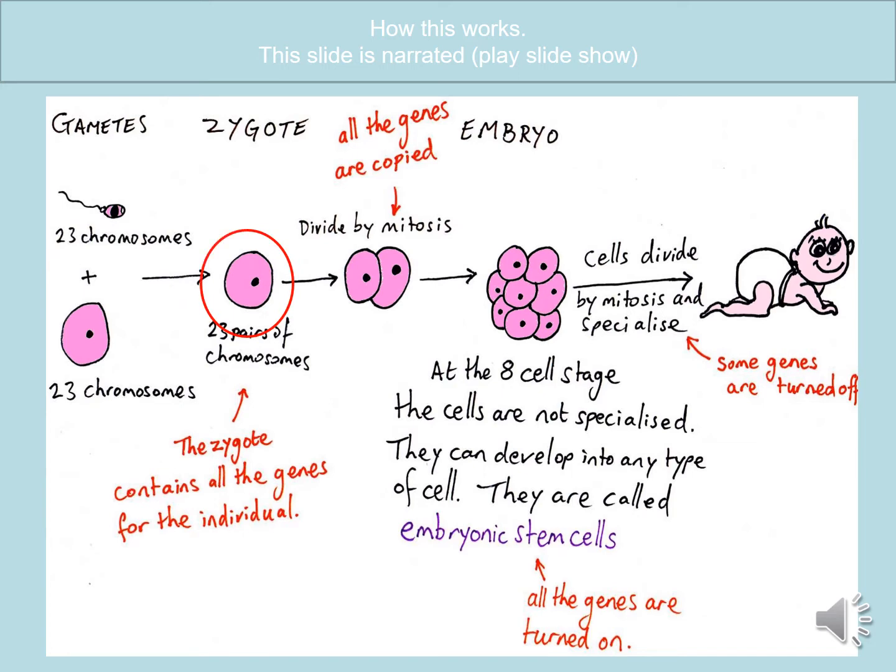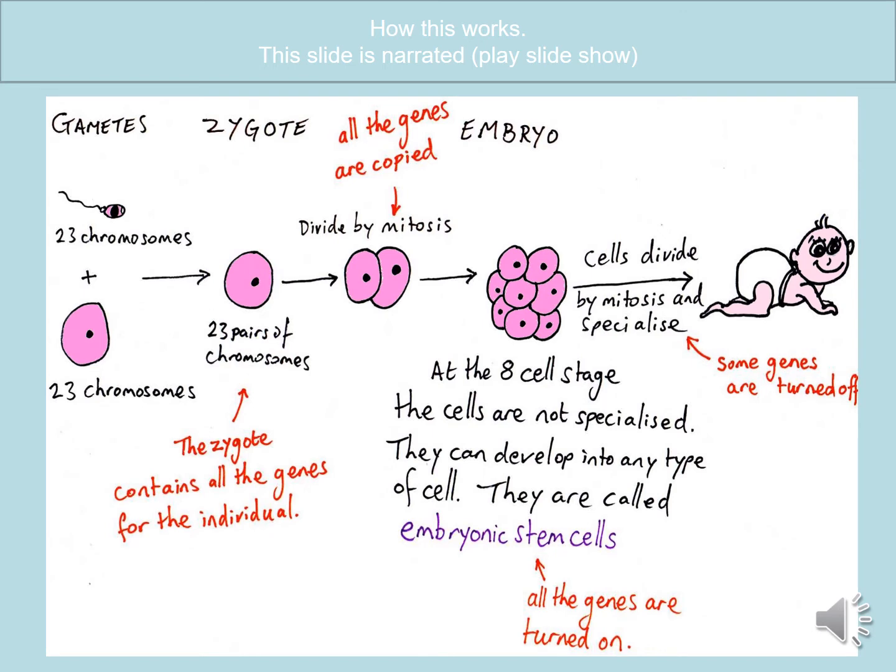At fertilization, when the sperm fertilizes the egg, the genetic material, the 23 chromosomes from each, join together to now form 46 chromosomes, or 23 pairs, and the fertilized egg is now called a zygote. The zygote contains all of the genes for the individual, and the zygote will now start a process of cell division.